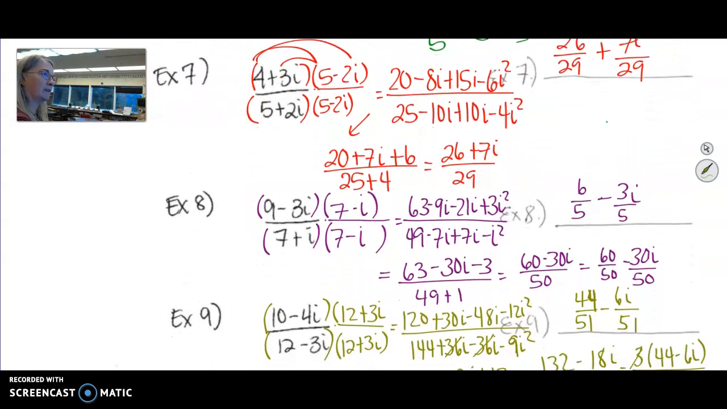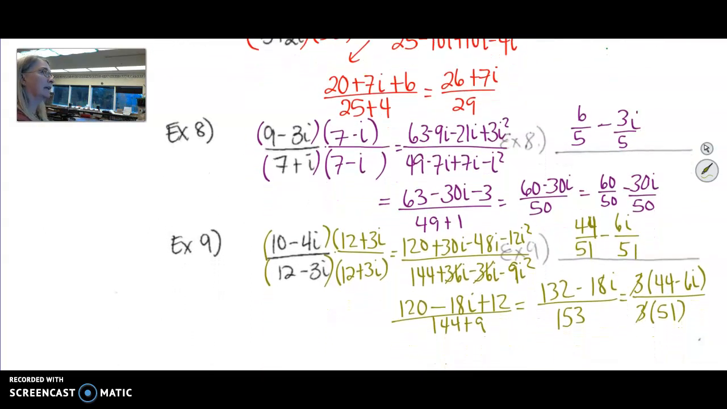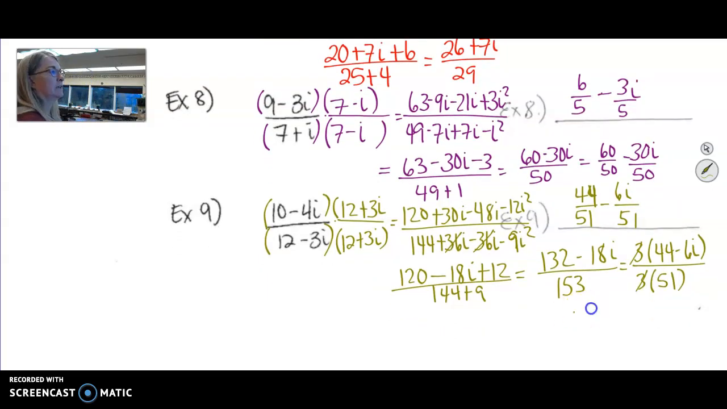Example 8: 6/5 minus 3/5 i after simplifying. And then in example 9, 44 over 51 minus 6i over 51 is your final simplified version. If you got this, just recognize that you can factor out a 3 out of the top and out of the bottom, and then it simplifies to what I have on the line there.